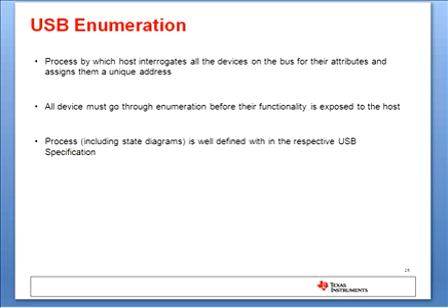USB enumeration is nothing more than the process by which the host interrogates all the devices on the bus and gathers their attributes or capabilities, as well as assigns them the USB address we previously discussed. All devices must go through enumeration before their functionality is exposed to the host.